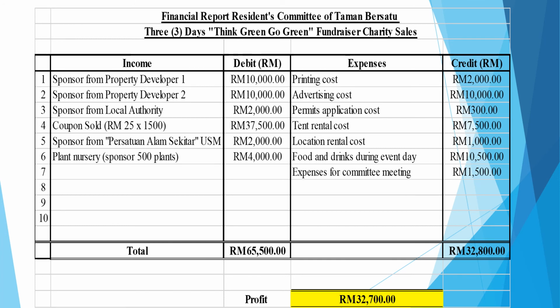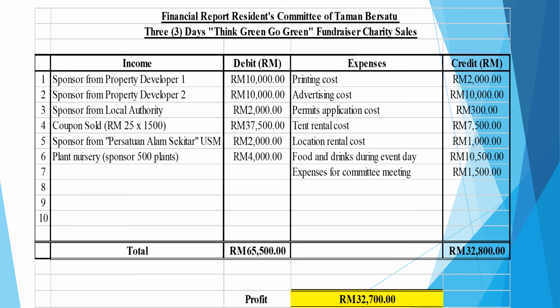And coupons sold: we produced 1,500 coupons and sold them at 25 ringgit per coupon, a total of 37,500. We also have a sponsor from Persatuan Alam Sekitar, Universiti Sains Malaysia, 2,000 ringgit. And the plant nursery sponsored 500 plants, costing 4,000 ringgit.